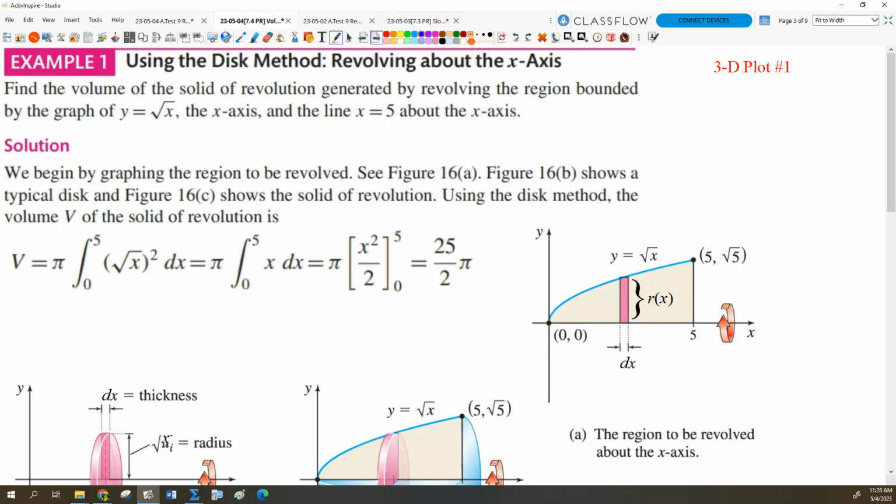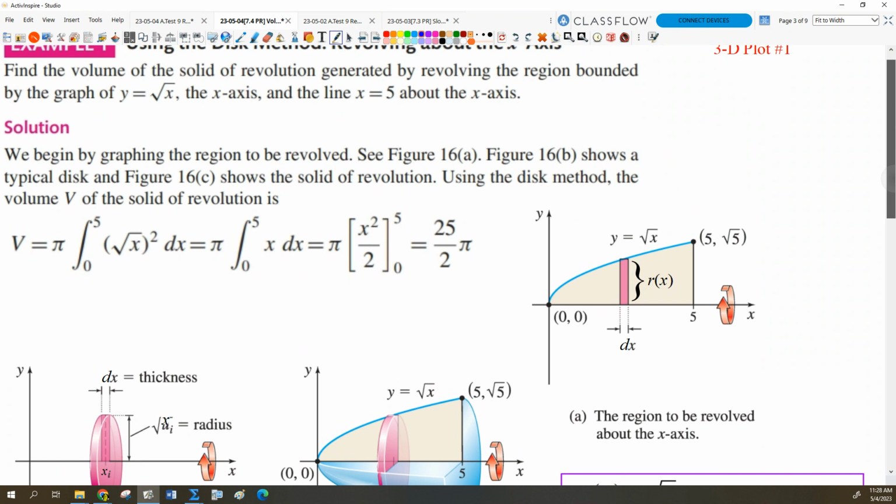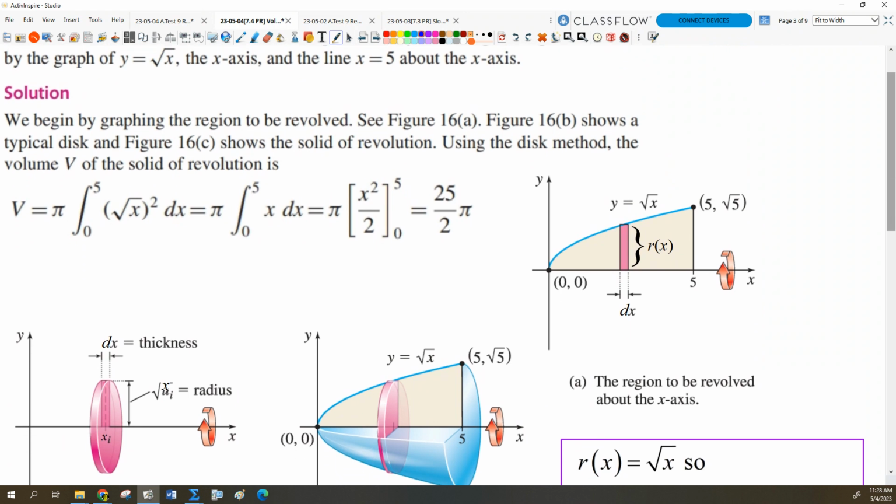So let's look at an example here of the disk method. What if we start off with one where this time our function is y equals the square root of x. We're going to take the area defined from x equals 0 up to 5, and we're going to revolve that around the x-axis to carve out something that looks like a space capsule tipped over, right? And we want to find that volume. Okay, well, how do we do it?